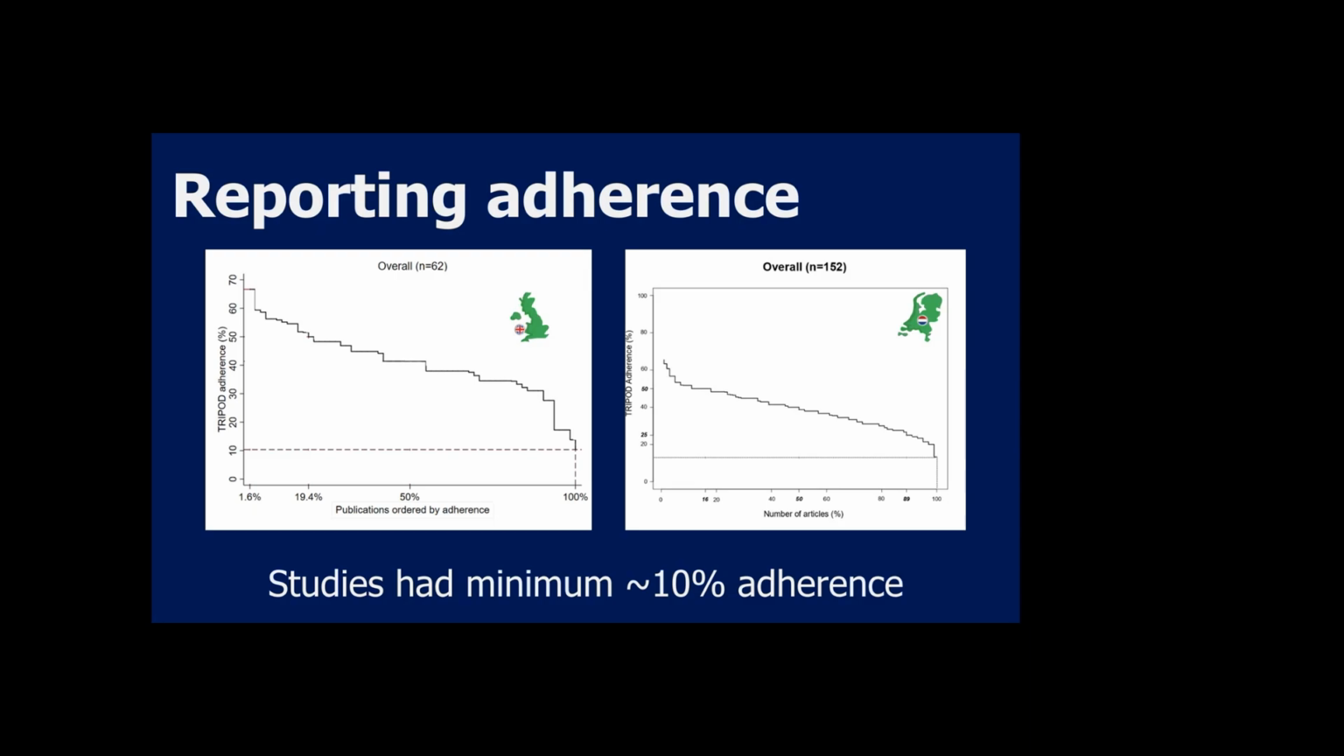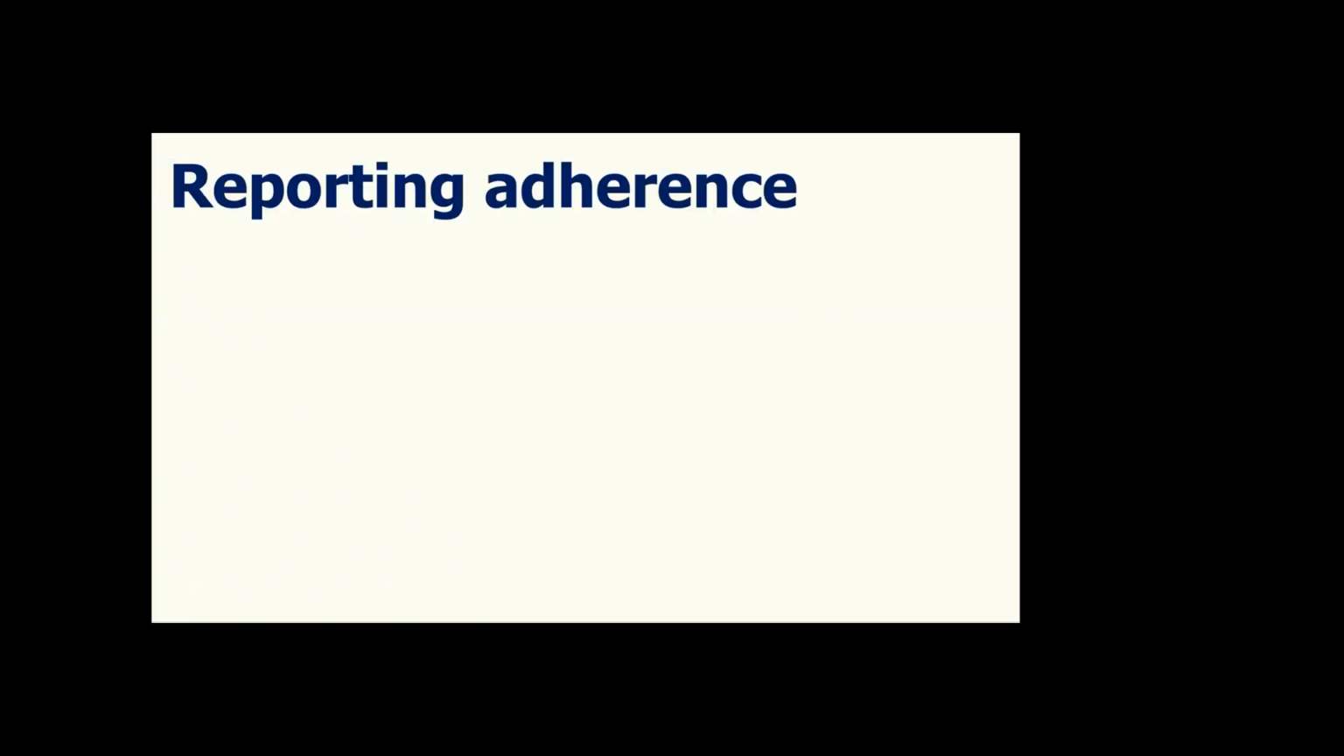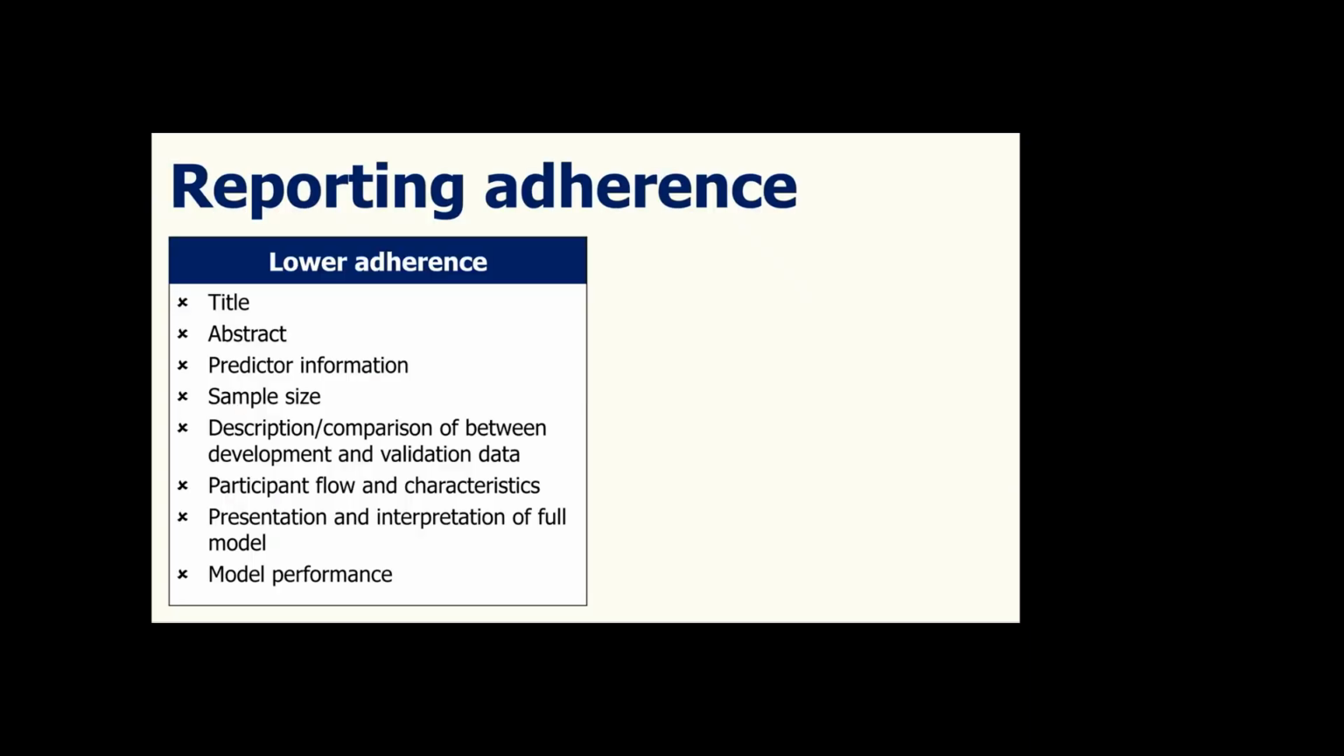And then going a step further, what were the problems that we found specifically when it came to reporting adherence? There we are. We found that there was lower adherence when reporting items around the title of the manuscript, just identifying it as a development study of a prediction model. There were issues there. The abstract generally didn't contain enough information to give a clear picture of what was actually happening in the main study and in the main manuscript.